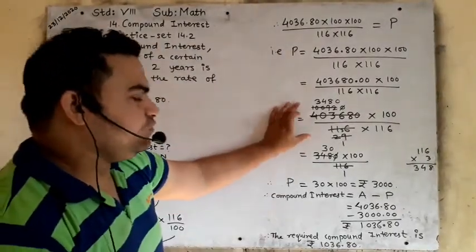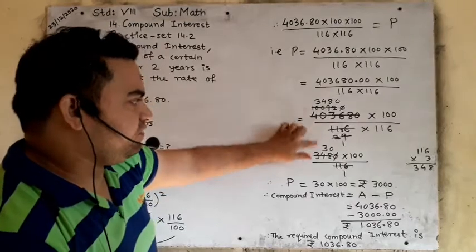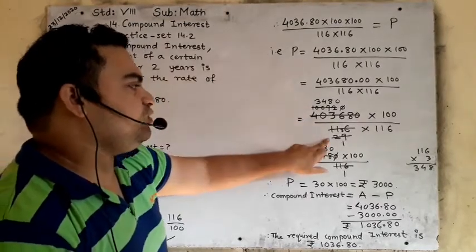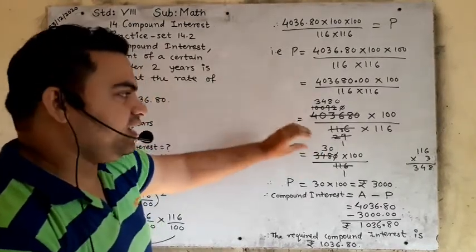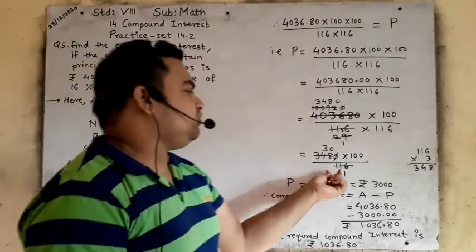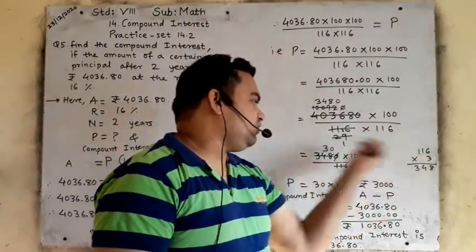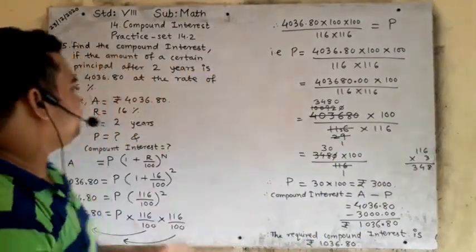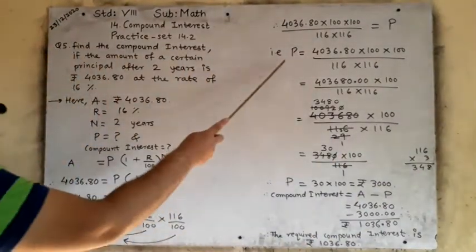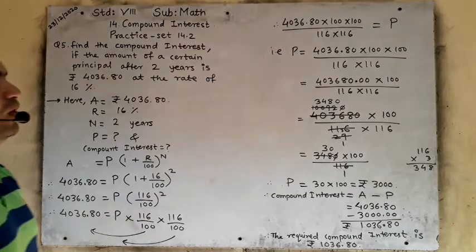Here I had used 4 times table to divide, and later on I had used 29 times the table, 29 ka table to divide. Then here 116 table, ones are 116, threes are 348. So this is how we have to solve. We have to find the principal first, and then we have to find the compound interest.